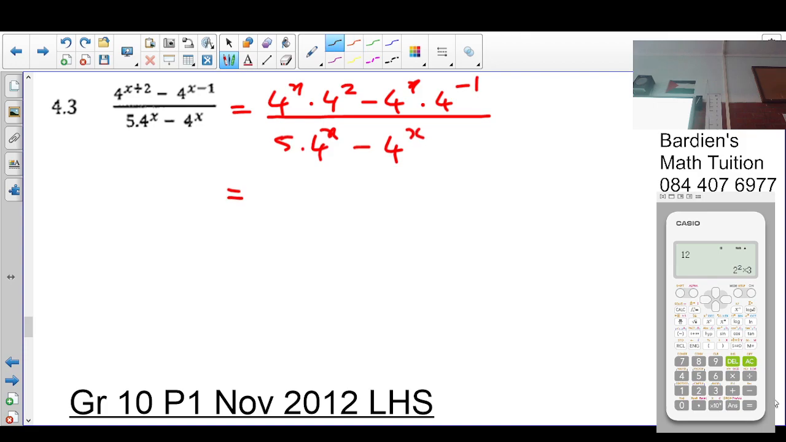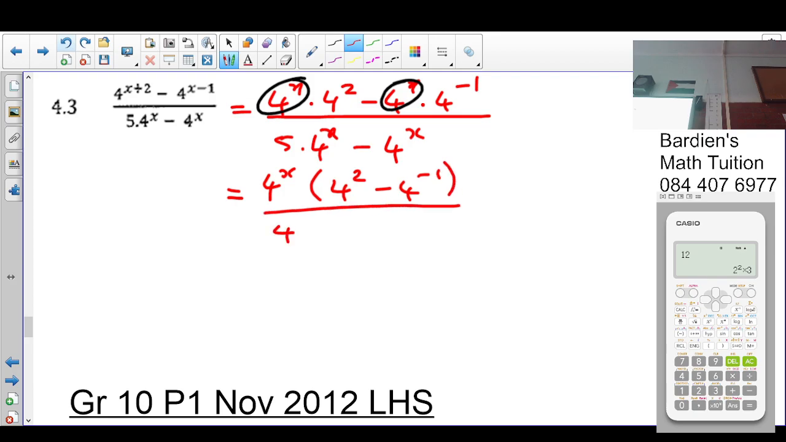What can happen in the numerator? We can take out 4 to the x as a common factor. This is not going to cancel, people, because of the plus or minus between them. With 4 to the x as a common factor, I'm left with 4 squared minus 4 to the negative 1, all over 4 to the x into 5 minus 1. What's going to happen now? 4 to the x is going to cancel. People, what's 4 squared? 16. So it's 16 minus a quarter over 4.